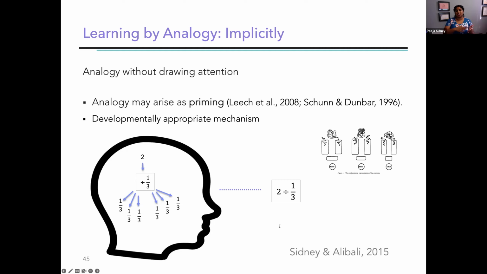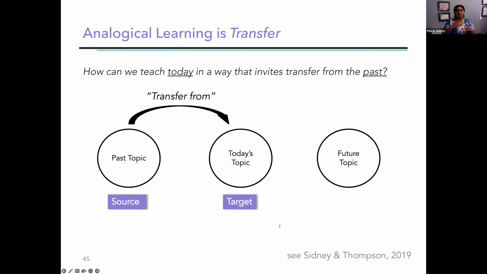And remember that infants can spontaneously transfer across analogical problems, but recency matters a lot. I also want to acknowledge that I realize this is a little bit of a controversial view, but we have been working on testing this hypothesis in our lab. Okay, so how can we teach today in a way that invites transfer from the past? So I think a structured warm-up assignment that uses visual representations, that's well aligned with the relationships that are in today's topics, can help students to learn better from the direct instruction that the teacher is going to give on today's topic.